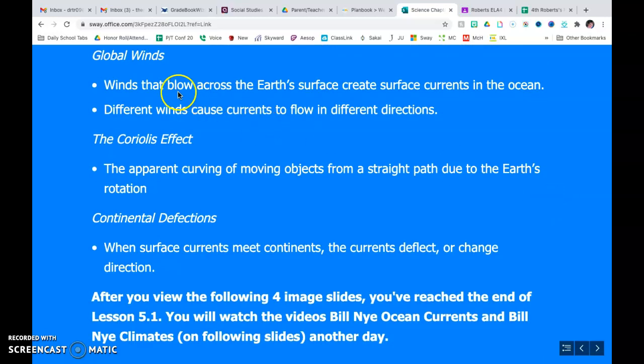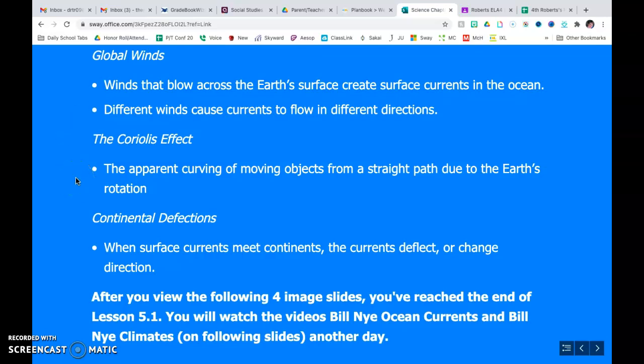Global winds are the winds that blow across Earth's surface. They help create the surface currents in the ocean, and different winds cause currents to flow in different directions. You can think of it like if you have a pan of water and you blow onto that pan of water, the water is going to flow in the direction in which you blow on it. It's the same way with the global winds.